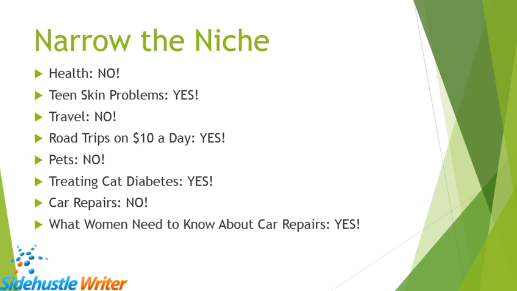Teenage skin problems. That is a great sub-niche. And find me a teenager that hasn't had a skin problem, and it's going to be a miracle. So it's a good narrowed niche. Travel, another huge niche. Too big, lots of competition if you're just getting started. But road trips on $10 a day, great. Pets, no. Treating cat diabetes, yes.